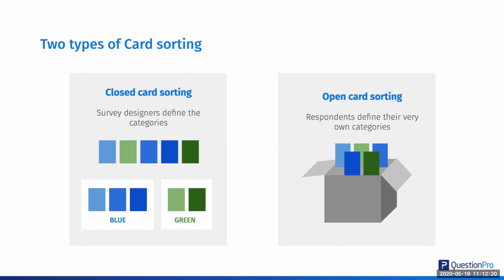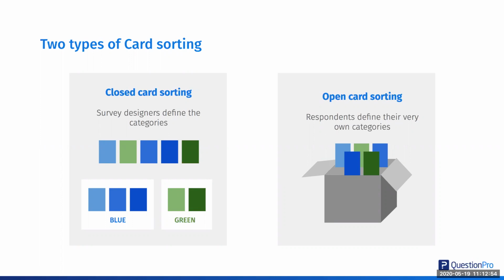So closed card sorting is when the survey designer already has categories predefined. So you have your cards, but you also already have a set of categories that are in place. So you're building more of a conceptual frame in which you want to know where people think certain information belongs. Whereas open card sorting is you're allowing participants to create their own categories. So there's no labeling done on the survey designer's end.